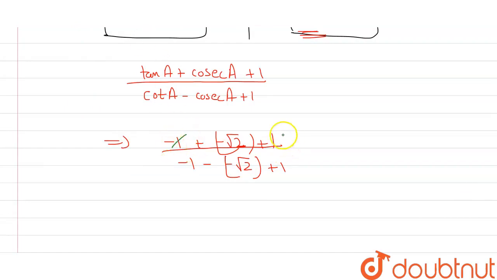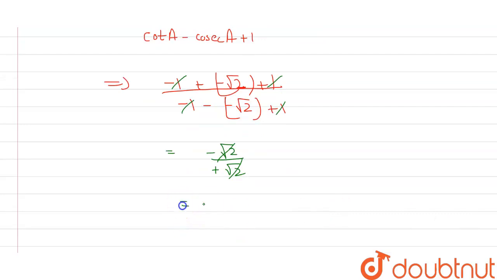Now you can clearly see one thing: this minus 1 and this one cancel out. So we are left with only this in the numerator section. This will become minus root 2. Why? Because there is a plus sign, and minus minus will be plus. So this will be plus root 2. Now this root 2 cancels out, and we are receiving this value as 1.